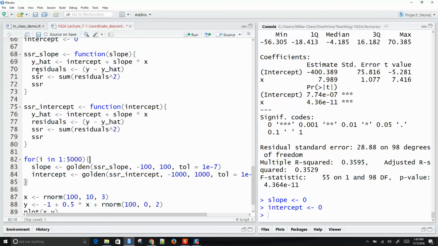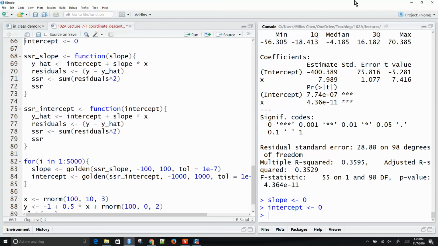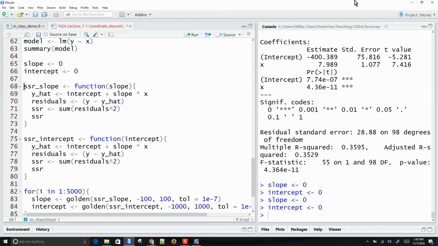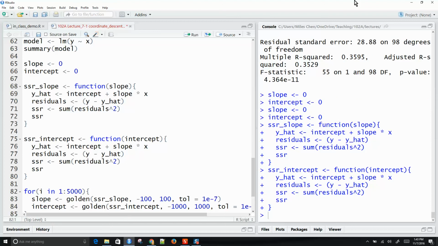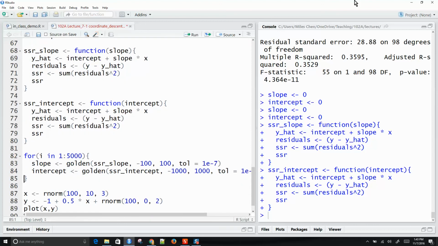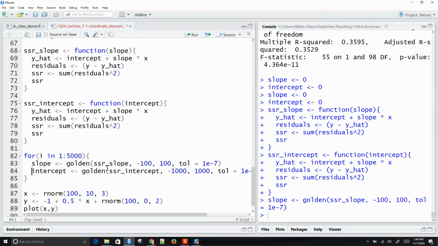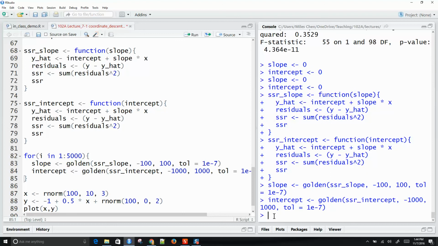So I'm going to start off with a slope and an intercept: the sum of squares as a function of the slope, the sum of squares as a function of the intercept. And I'm going to just say, do some iterations. Here we're just using the golden section search, a unidimensional optimization, on the function as a function of the slope and as a function of the intercept, and we're just going to iterate through these.